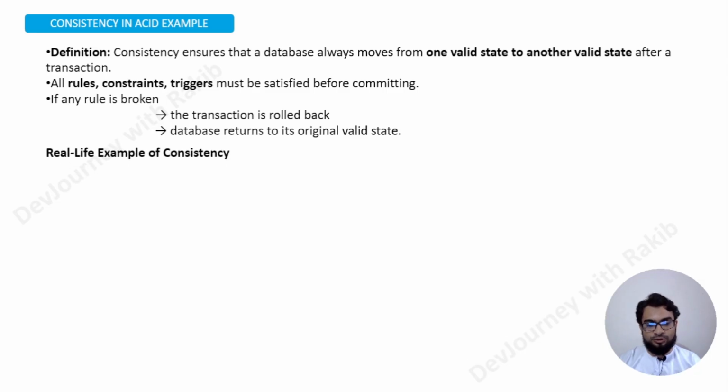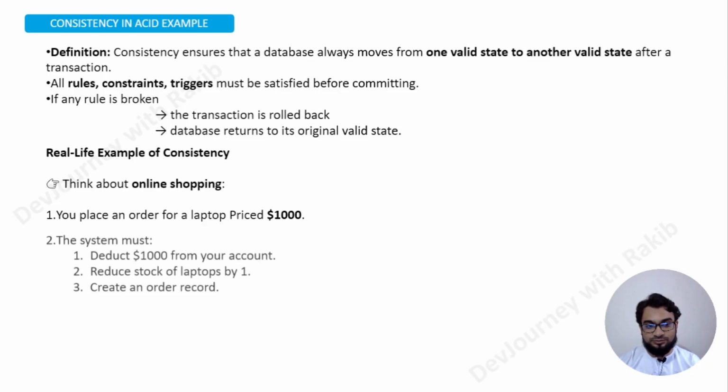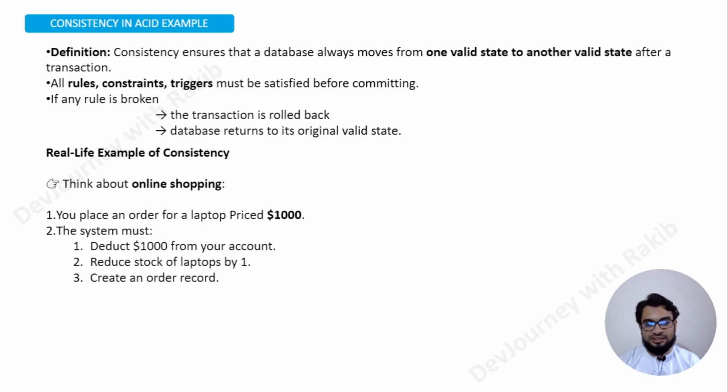A real life example of consistency. Think about online shopping. You place an order for a laptop priced at $1,000. The system must deduct the $1,000 from your account, reduce the stock of laptops by one, and create an order record.